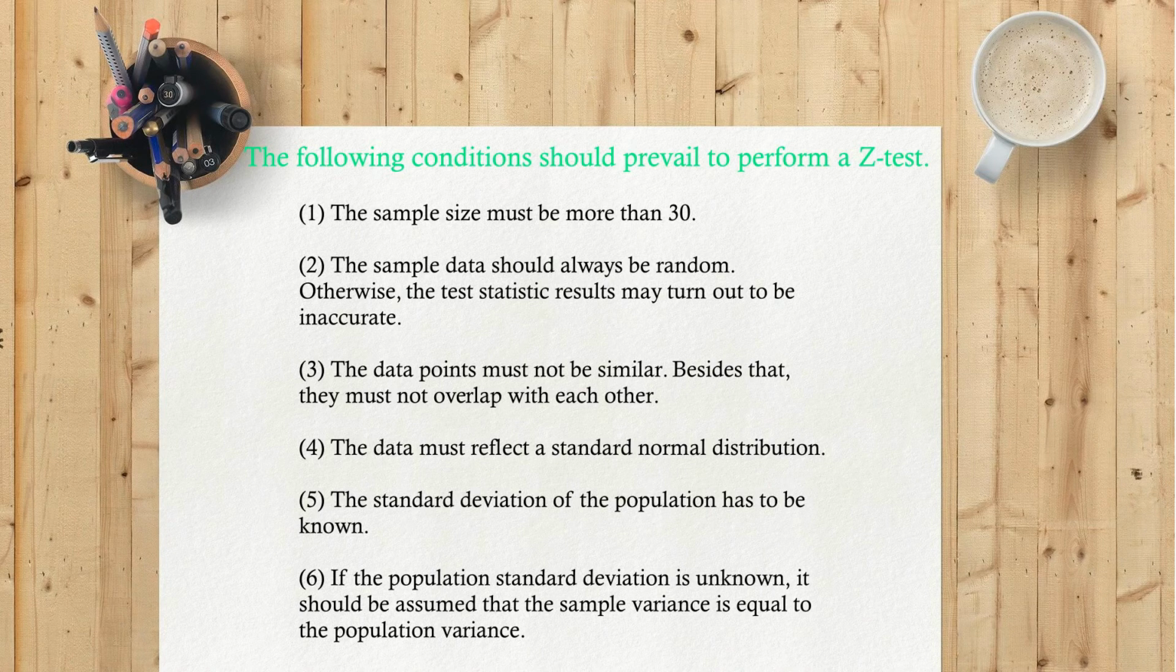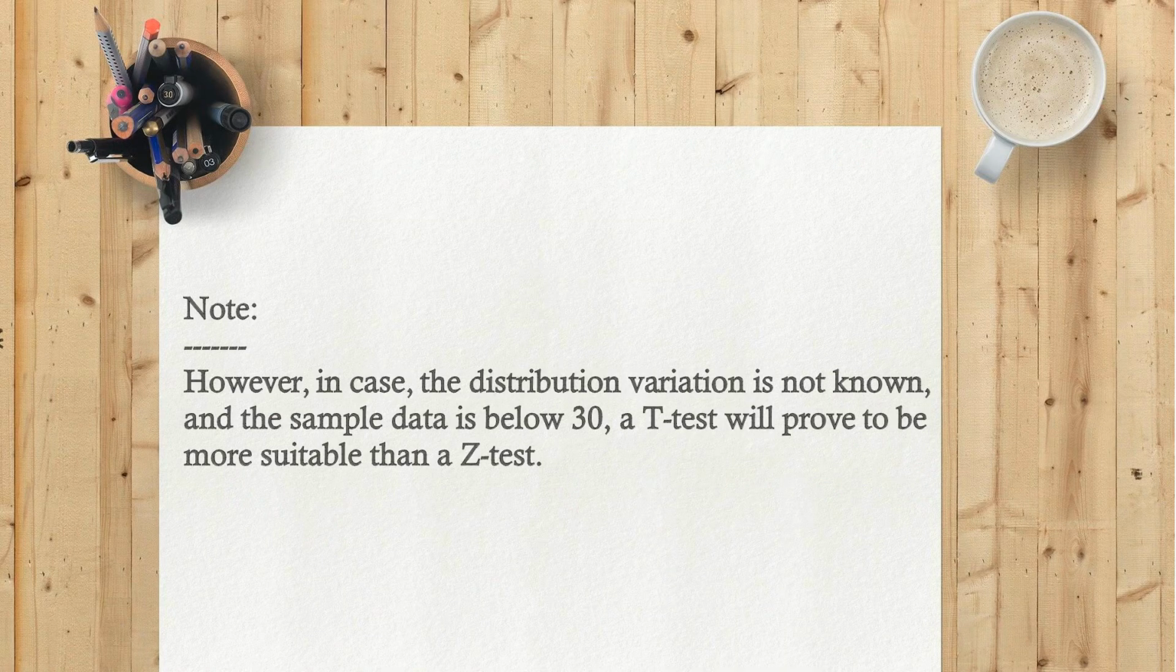4. The data must reflect a standard normal distribution. 5. The standard deviation of the population has to be known. 6. If the population standard deviation is unknown, it should be assumed that the sample variance is equal to the population variance. Note: however, in case the distribution variation is not known, and the sample data is below 30, a t-test will prove to be more suitable than a z-test.